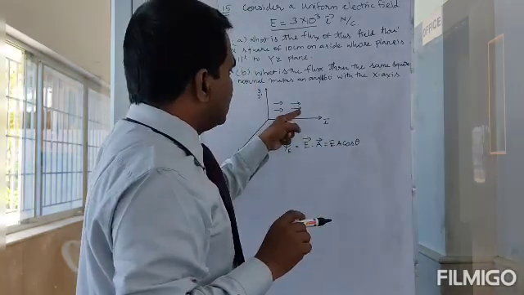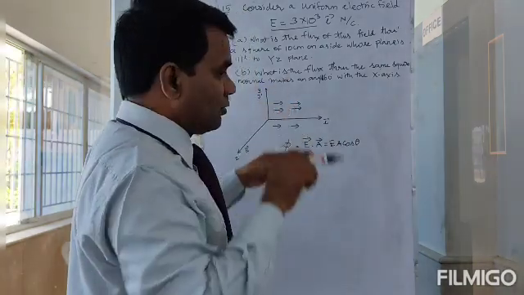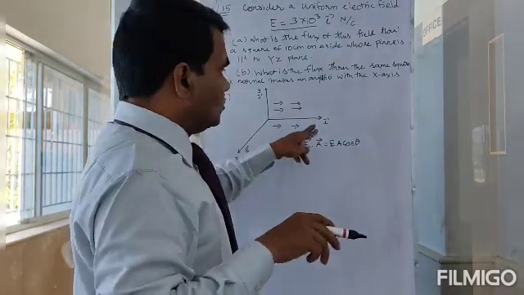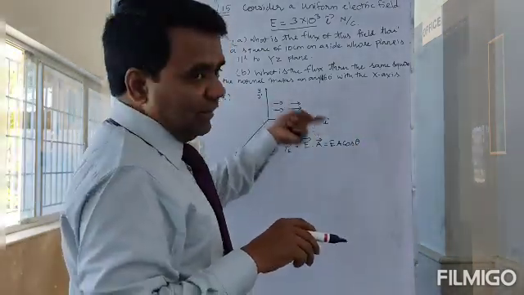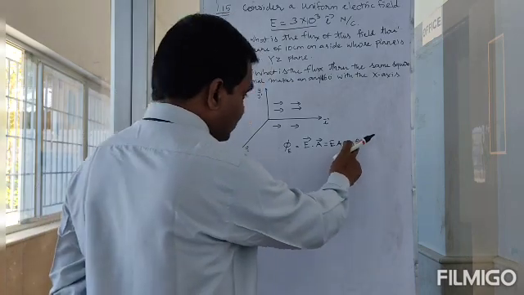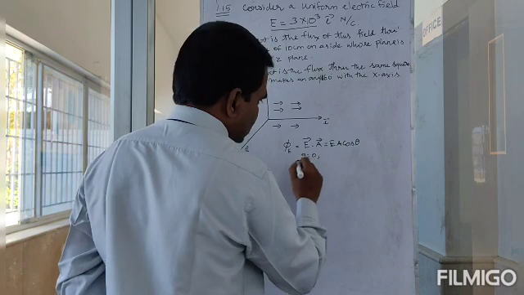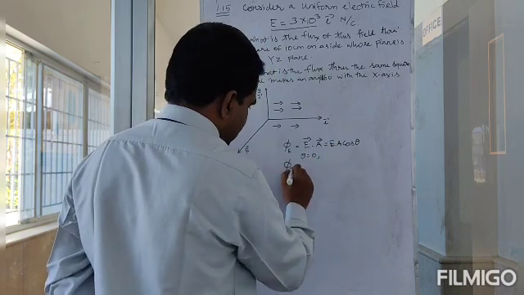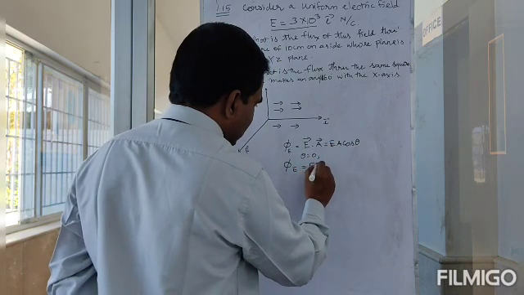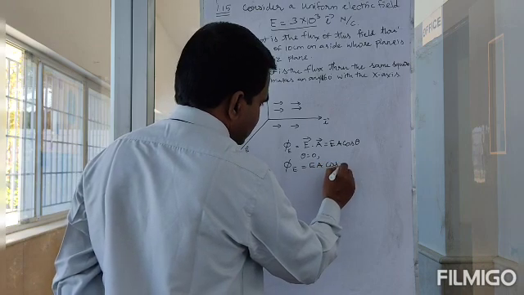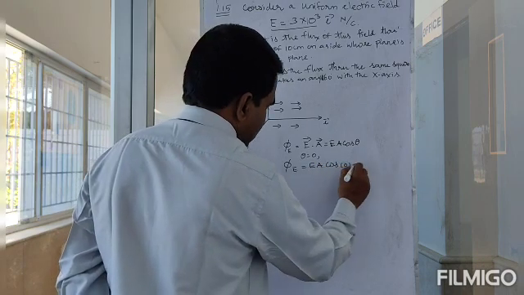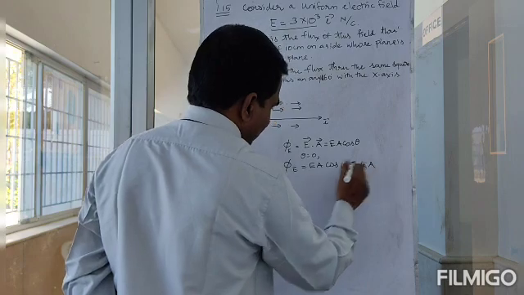So the normal to the square is also parallel to E. So cos theta, here theta will be 0. So phi E simply becomes E A cos 0, which is 1. So that is simply E into A.